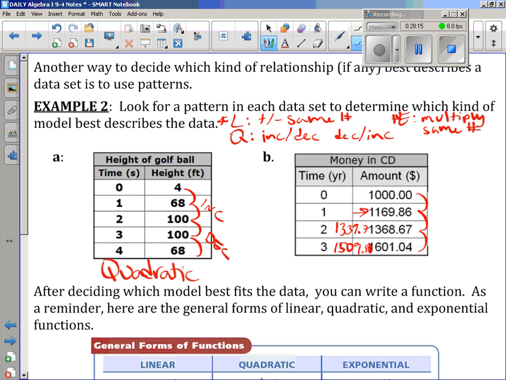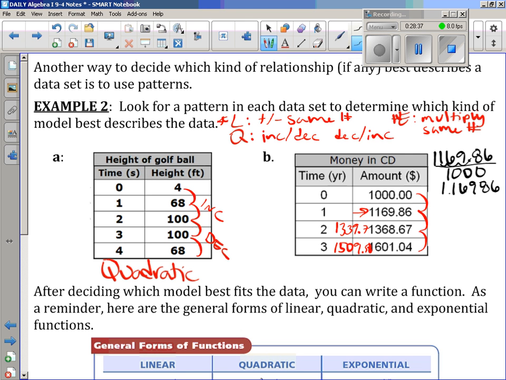So now I'm going to see if we multiply by the same thing each time. Now to figure that out, I'm going to do the second number divided by the first. And when you do that, you get 1.16986. Because dividing by 1,000 moves the decimal place over 3 places.